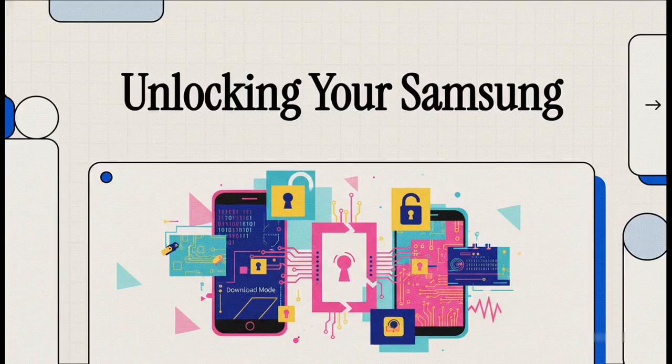You know that Samsung phone in your hand? Well, it's got secrets, big ones. And today, we're going to crack open one of its most powerful secret menus, a special state called download mode. Let's dive in and see what it's all about.